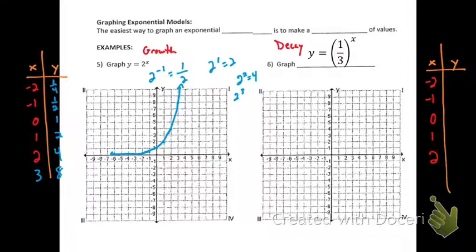Okay, so that one's in. That's done. It's fully graphed. Every point that we could fit on the graph is graphed.